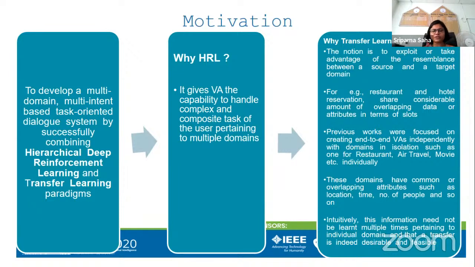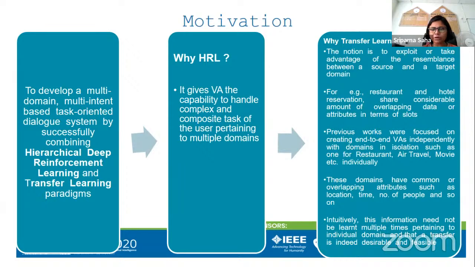So the user can easily solve tasks of multiple domains if we can somehow incorporate the transfer learning concept. The notion of transfer learning is to exploit or take advantage of the resemblance between the source and the target domain. For example, if there is restaurant booking and hotel booking, many of the intents are common between them. So if we already train the policy networks for the restaurant booking, maybe we can utilize the same networks for the hotel booking as well.